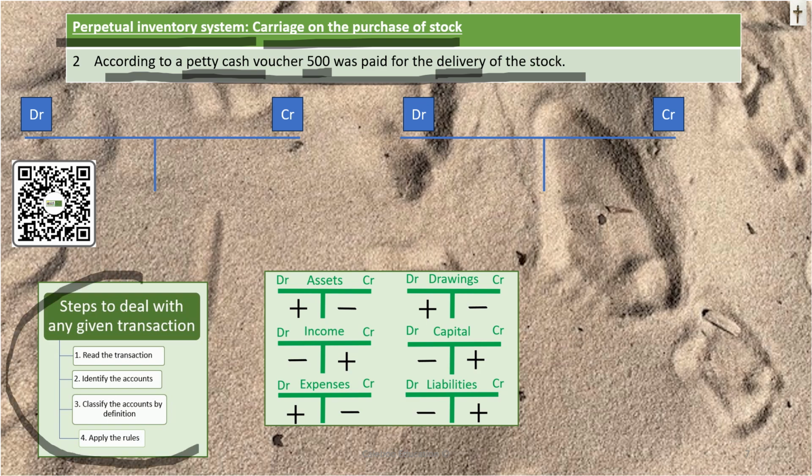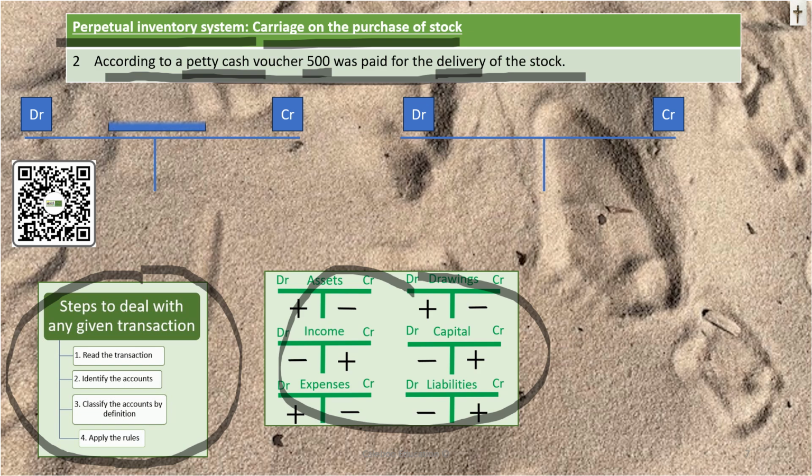We read the transaction, we use the steps to deal with the transaction, and we apply the rules. We've read the transaction. Now we need to establish the accounts involved. And money was taken from petty cash. So the one account is petty cash. Petty cash is an asset. Any cash is an asset.